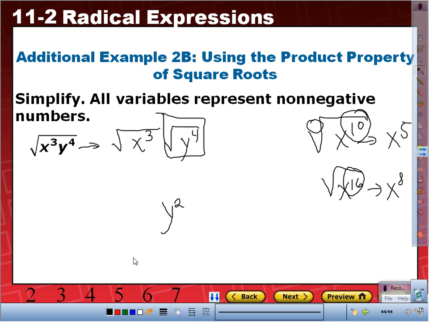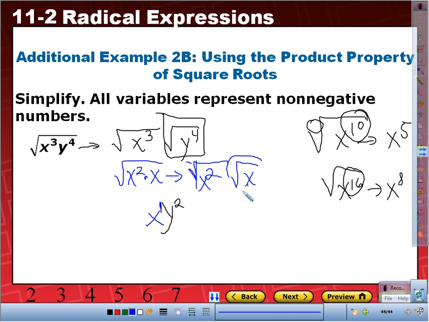But this one doesn't have an even number exponent. But we can break this one down like this. X squared times x. This becomes square root of x squared, square root of x. Can we divide this one? Yes, this becomes x to the first. And what do we have left? Square root of x. Copy that, please. I know. It's fairly simple if we really look at it, and we're going to do one more so you guys can see it.